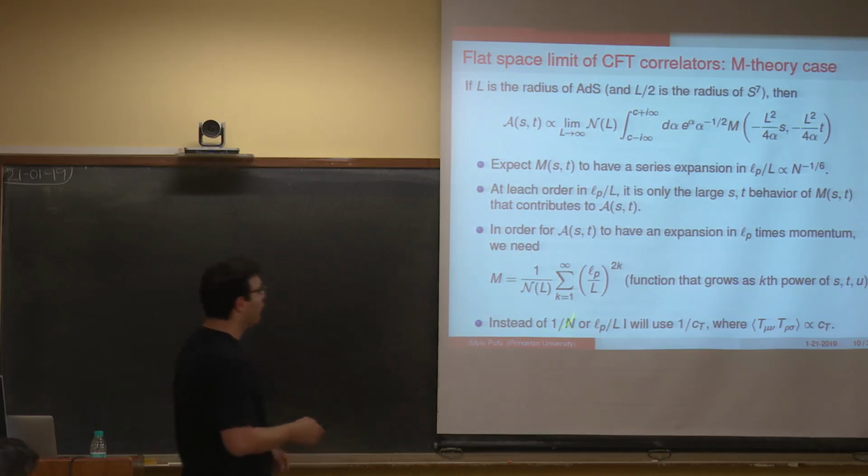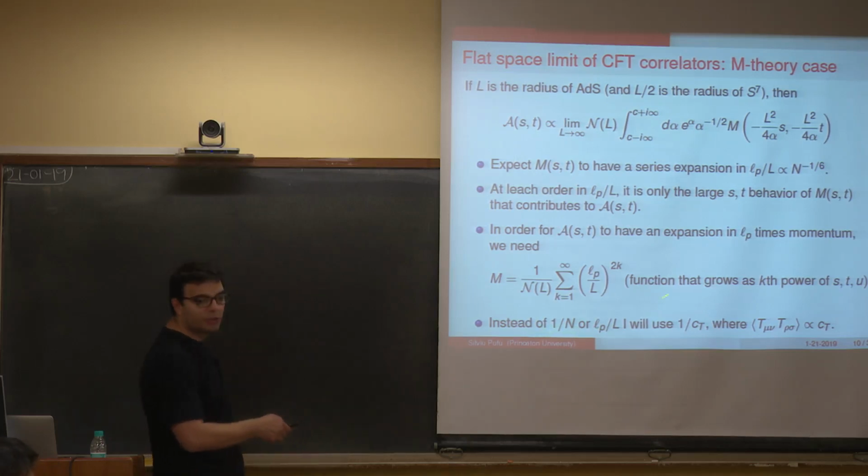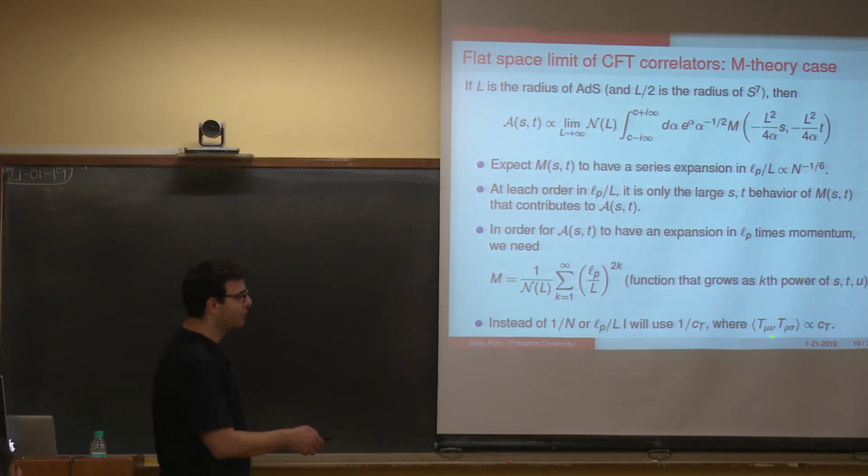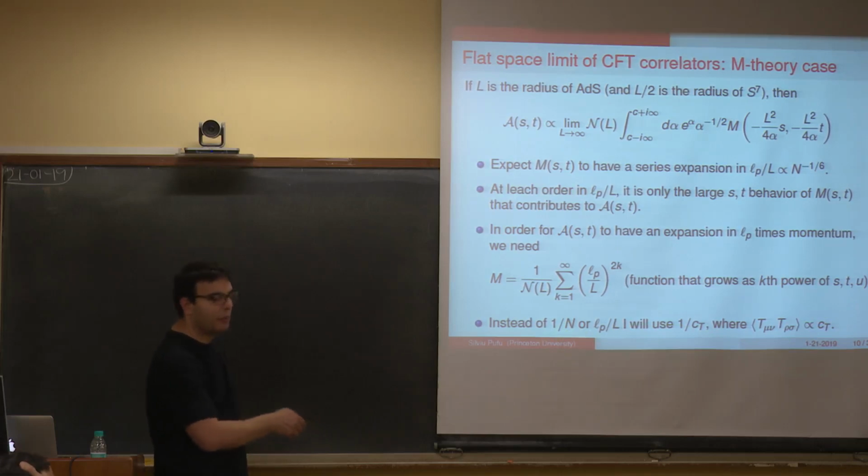Instead of 1 over n or L Planck over the radius of AdS, I will use 1 over CT, where CT is the coefficient in the 2-point function of the stress energy tensor. It can be calculated; I'll show the formula for CT later. It can be related to n. You can either think of n or you can think of CT. CT goes like n to the 3/2 at large n.